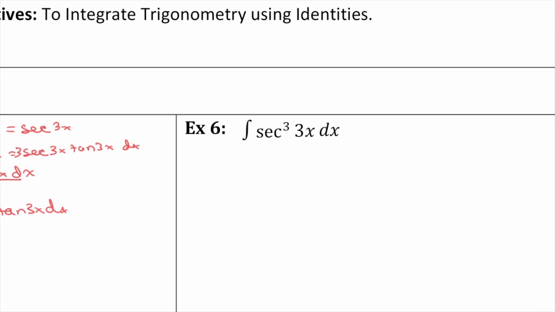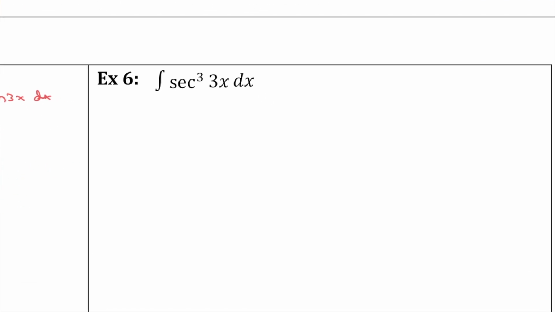So example 6 is one of my all-time favorite problems. Let's take a look at it. If I try my u substitution, u equals secant x, I don't have a secant tangent. The tangent's totally missing, so that's not going to be useful. I could try trig sub, but let me tell you right now, it's not going to help. So what we're going to do is look at this problem differently.